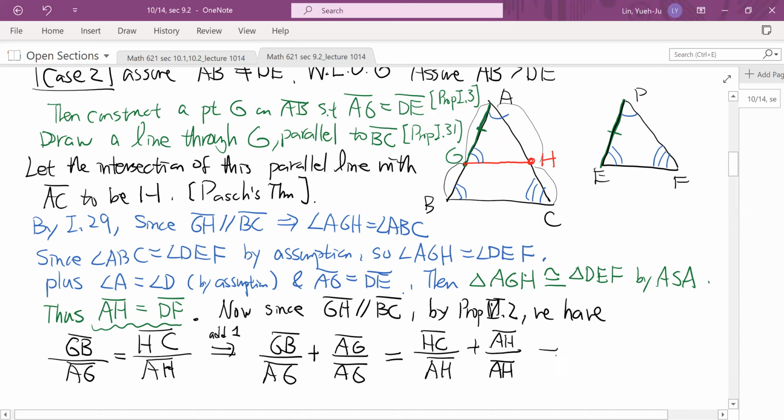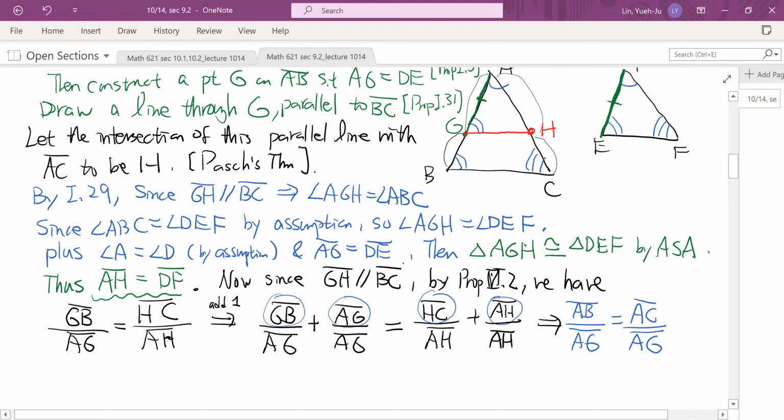Okay, so now you can see that after you add this, they have the same denominator, but in the numerator, you have GB plus AG. That's essentially AB, right? So you combine it, and this is AB over AG on the left-hand side. On the right-hand side, you have HC plus AH, right? That's essentially AC, right? So now you essentially have AB over AG equals AC over AH. Oh, sorry, AG, and then this right-hand side is AH, okay?